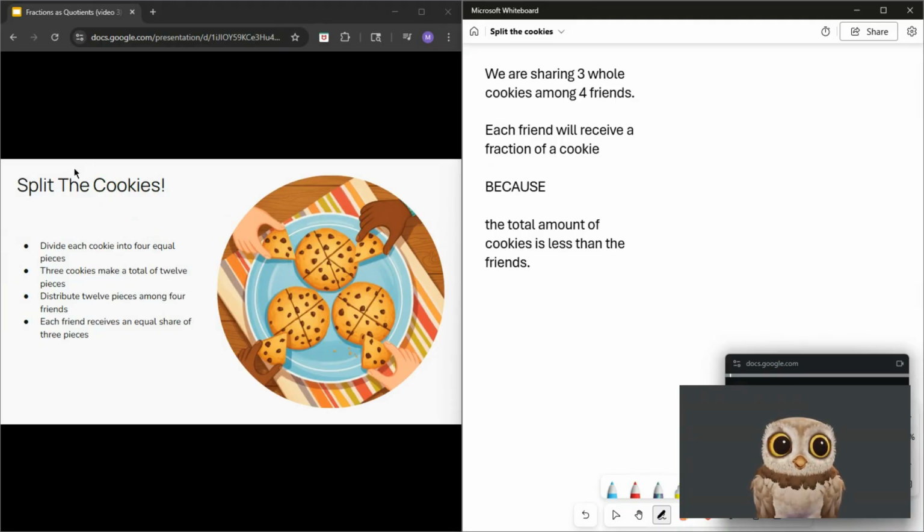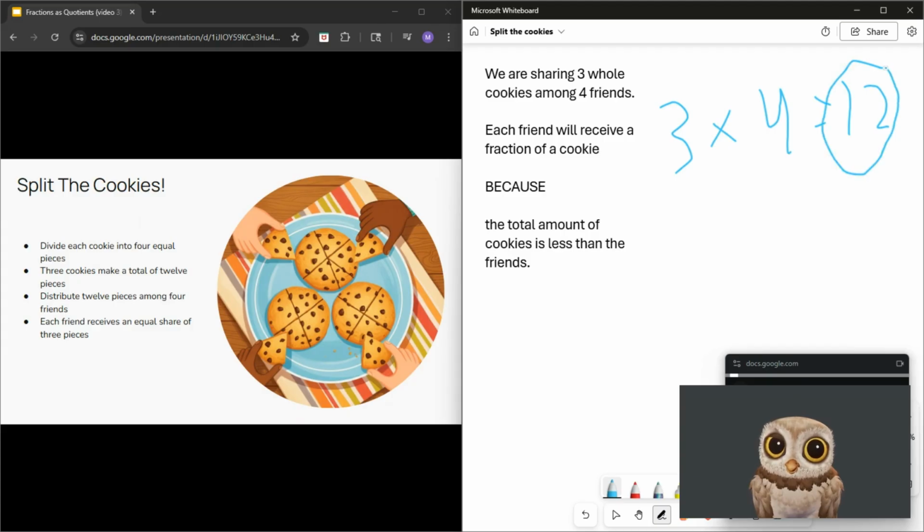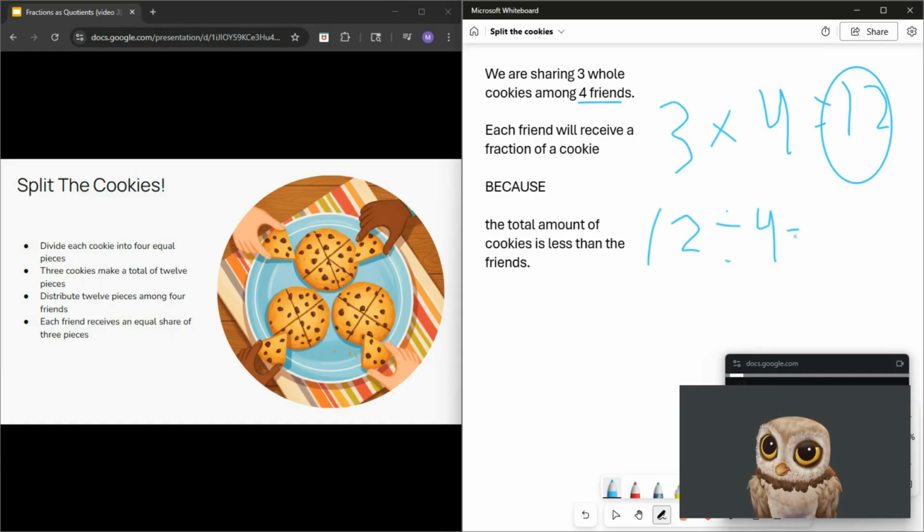Our first step would be to split the cookies. We would split each cookie into four equal pieces. To figure out how many pieces we have in total, we would multiply each of the three cookies by the four parts, and that would get us 12 pieces. Now we just have to distribute them among the people. Since there are four friends, we divide the 12 pieces among the four people, and we get that three pieces go to each person.